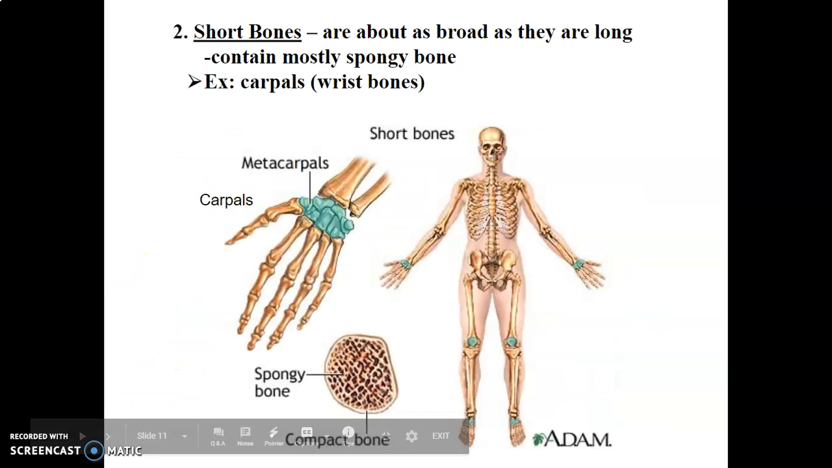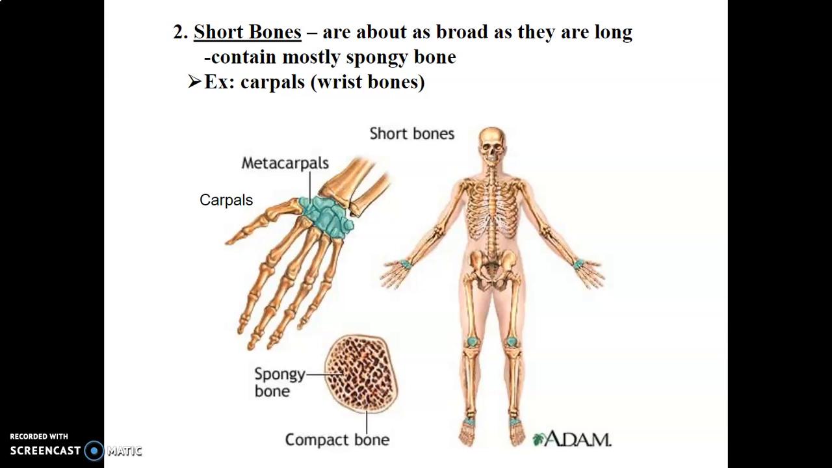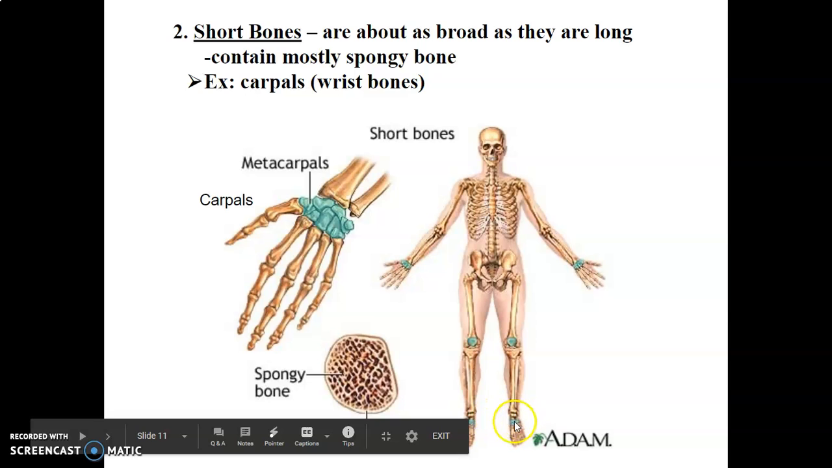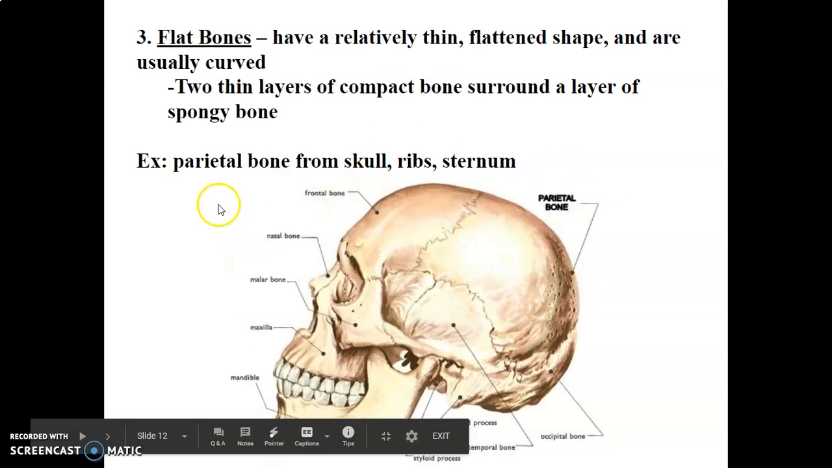Second type is called short bones, and these are as broad as they are long. So they're almost like little cubes or little squares or small little rectangles. You see the places that they're short bones. There's not a lot. In the wrists, we'll learn more about metacarpals and carpals later, and our ankles, the tarsals and metatarsals, and then also the kneecap or the patella. So we got long bone, short bone.